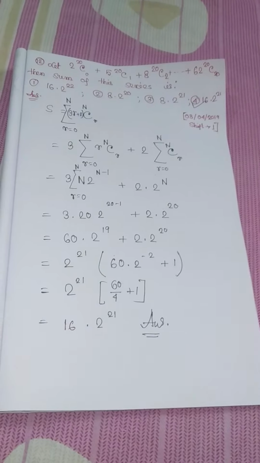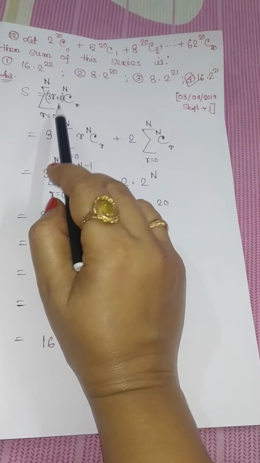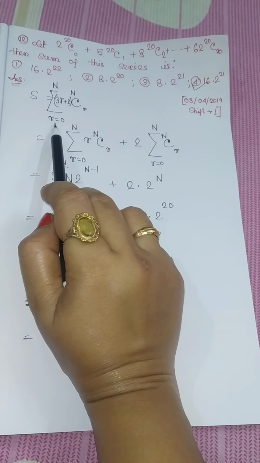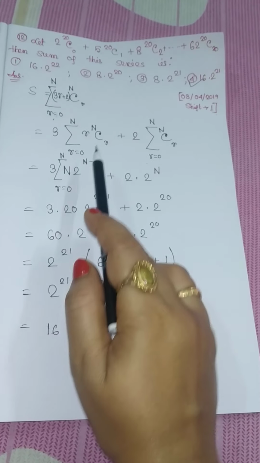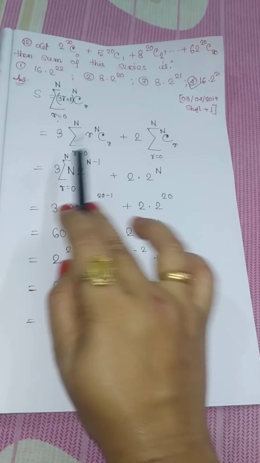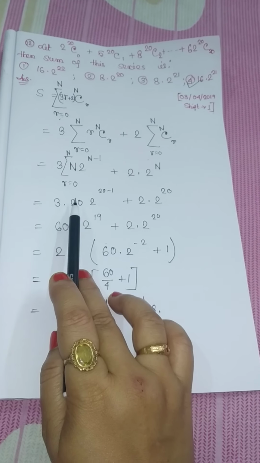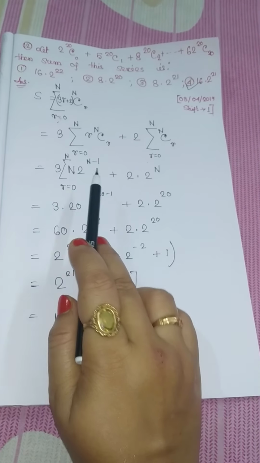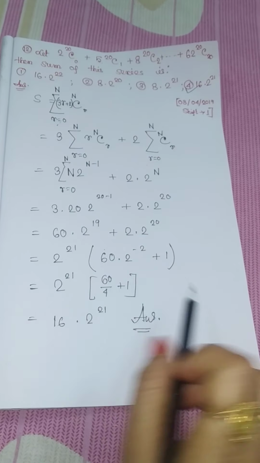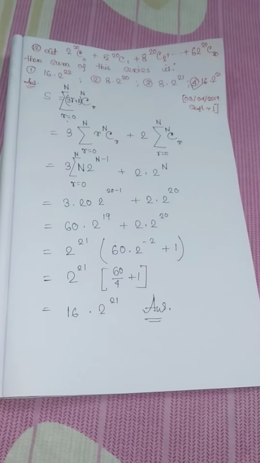So first of all, you should figure out the summation R is equal to 0 to N, and then crack these two terms, and then put the value of the summations, and finally reach the answer. That's all.